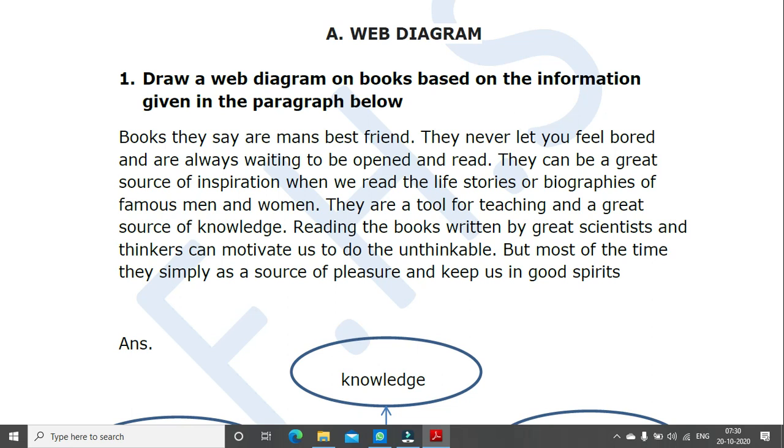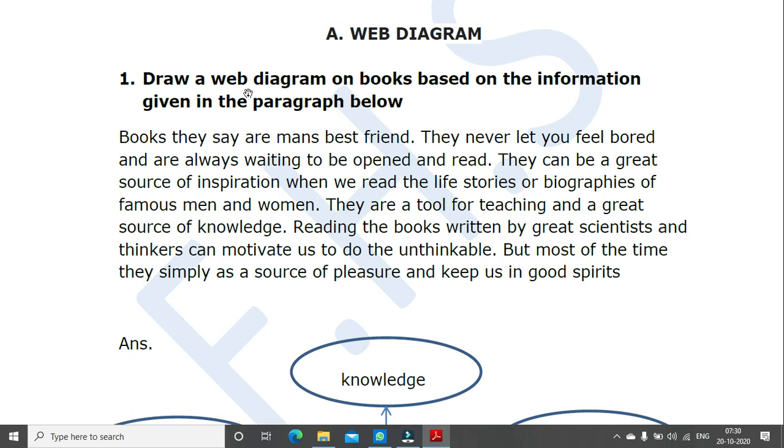Now let's see the first example. Here I have given you the paragraph and you have to put it into the form of a web diagram. Draw a web diagram on books based on the information given in the paragraph. One very important thing you have to remember is every diagram has to have a title. What is the main point of this diagram? That should be your title. Over here I have purposely not given any title, so you have to know by reading this.